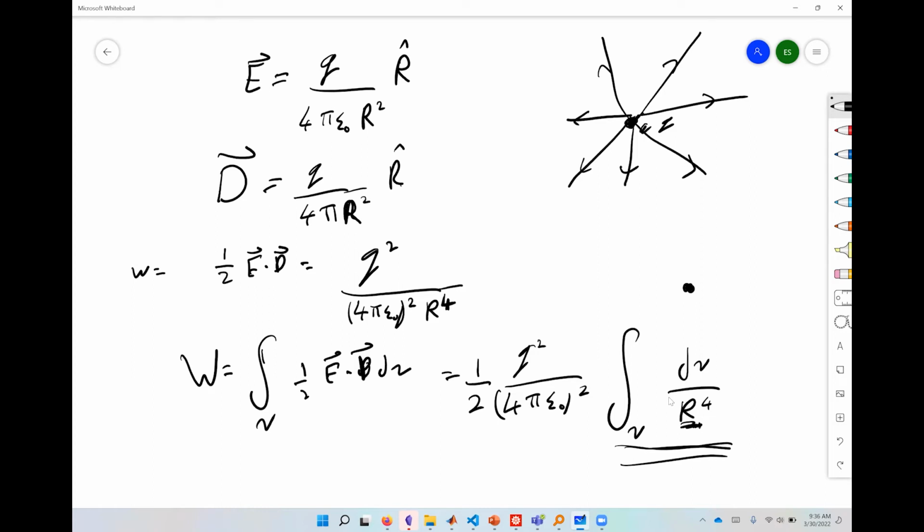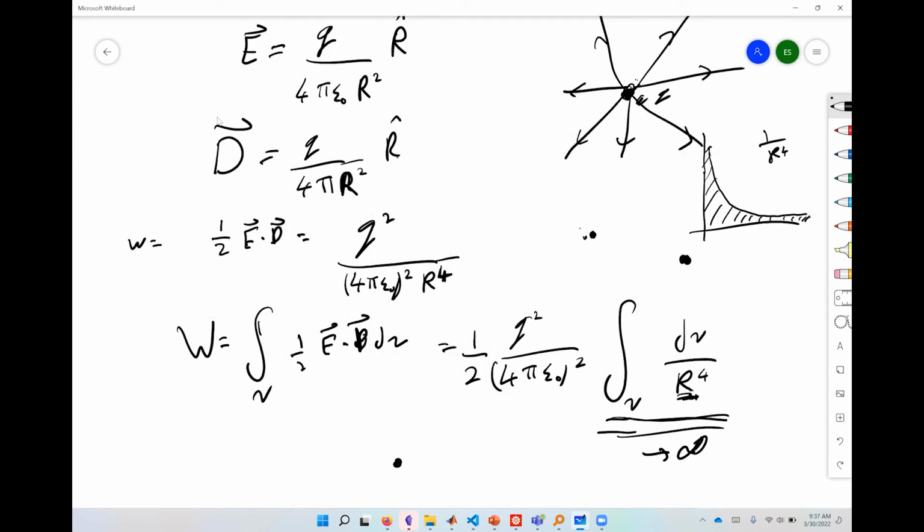If I plot this 1 over r to the power 4, it starts from infinity and goes down like this. But trust me, this goes to infinity, because the field gets denser and denser and denser. The field of the point charge, really close to the point charge, has infinite energy density. So a point charge is a configuration that has infinite energy.